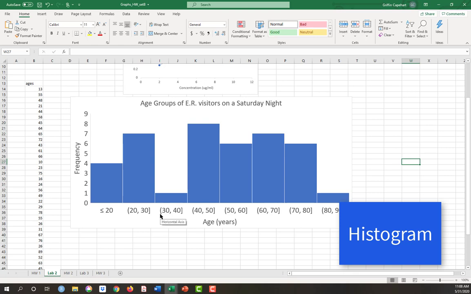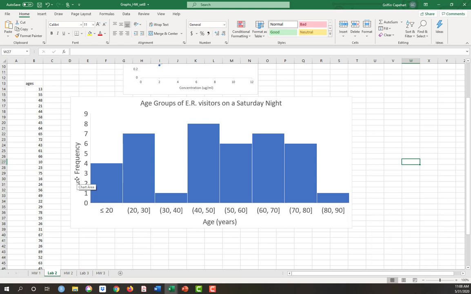A histogram you can identify quickly by noting the y-axis. The y-axis is going to be frequency or count data, the number of times something occurs. So this particular data set is age groups, and the number of people within each of these age groups that comes to the ER on a Saturday night. I know, very specific data set.